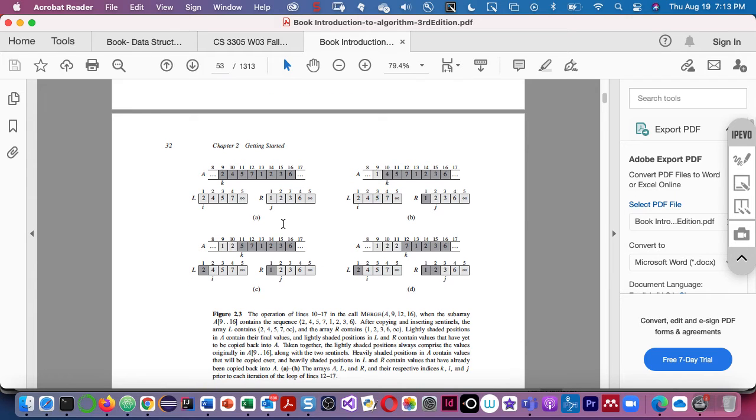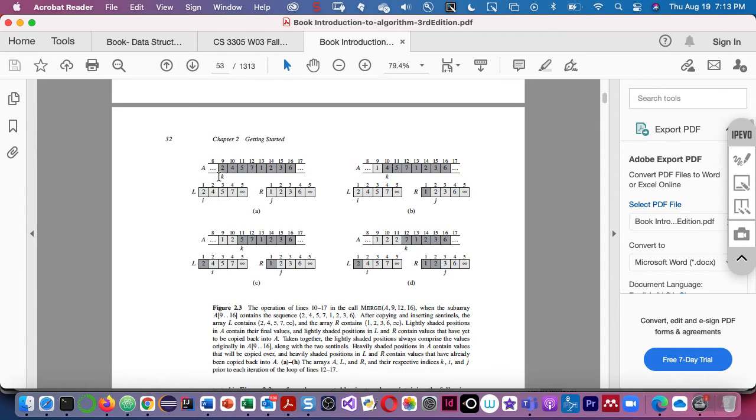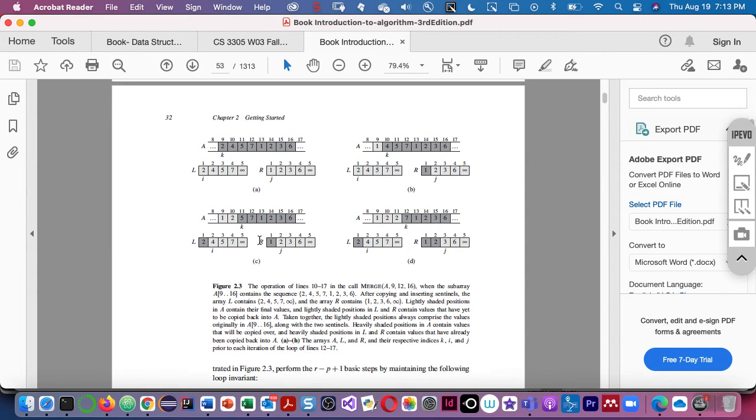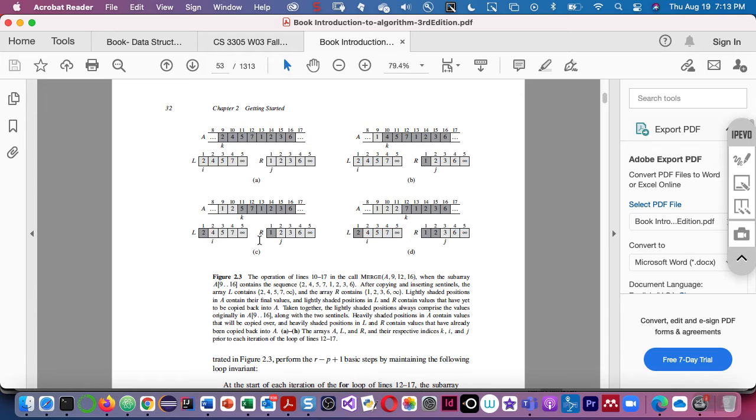So for instance, this is our given data. We split it, maybe halfway. The whole data set is A, and we make it two pieces, the left side and the right side. Then these left and right sides are split again and again.